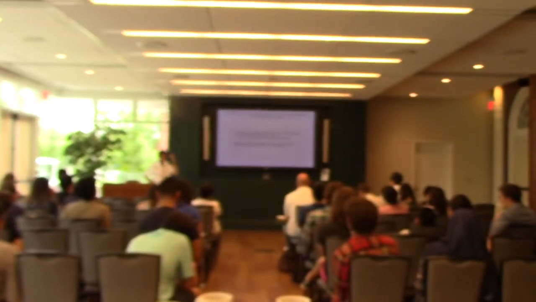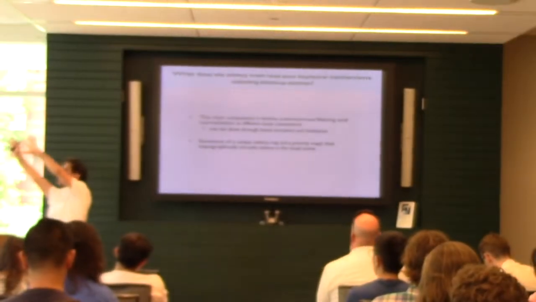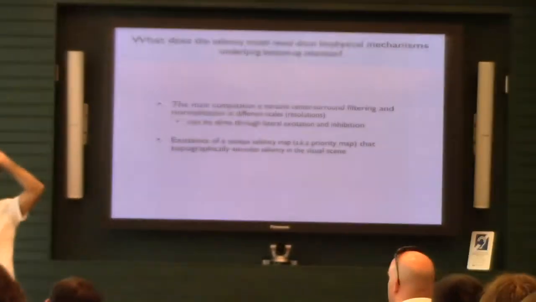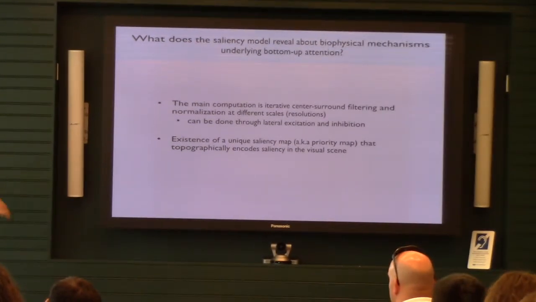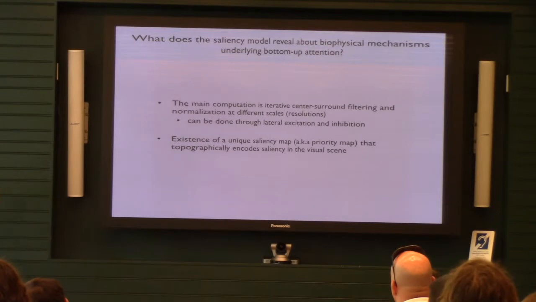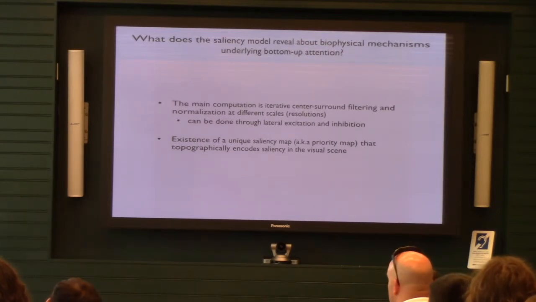You can still learn a few things from this model. Maybe the main computation that your brain has to do to figure out, oh, this is the most salient thing that I need to look at and process, is this iterative center surround filtering and normalization. But then you may ask, how does the brain do this kind of complex computation? It also tells you there's a saliency map where you have to combine everything, and probably there are some places where there are conspicuity maps that are related to certain features. Because these are the assumptions of the model.